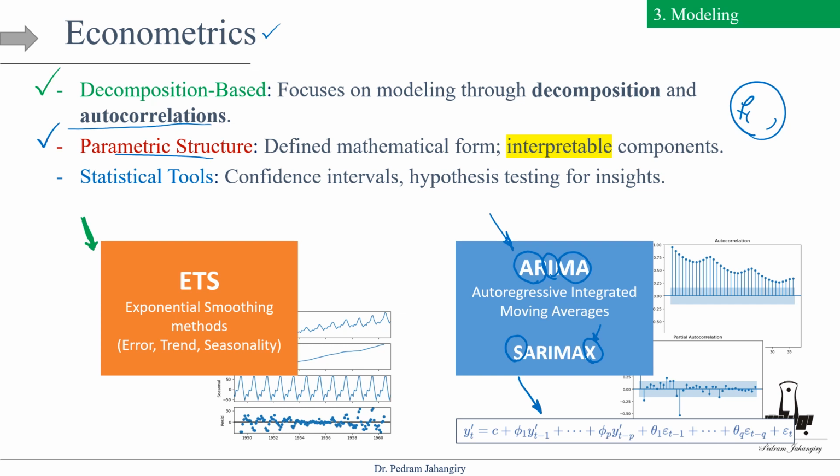So for example, this is just one example of how we are putting together those components, right? These are the lag terms, and these are how we are adding the error terms to the data. And in terms of statistical tools, the econometric models are going to give us the confidence intervals, and nowadays we talk about conformal intervals and things like that. They are perfect for hypothesis testing to give you some insights, right?